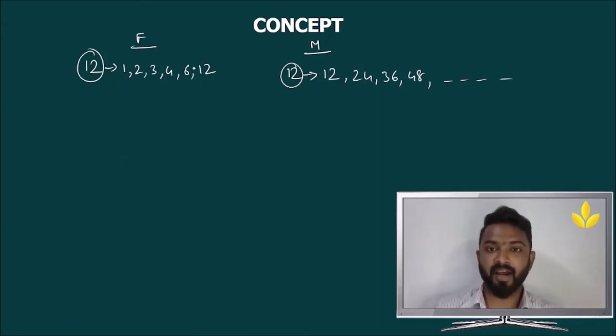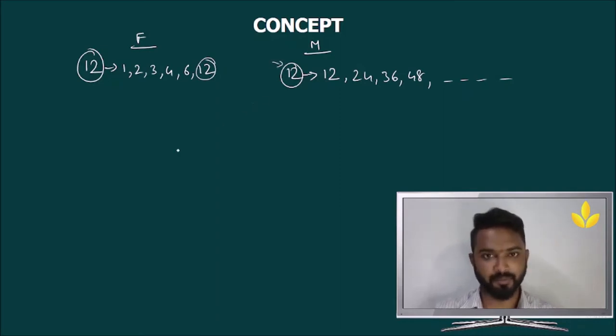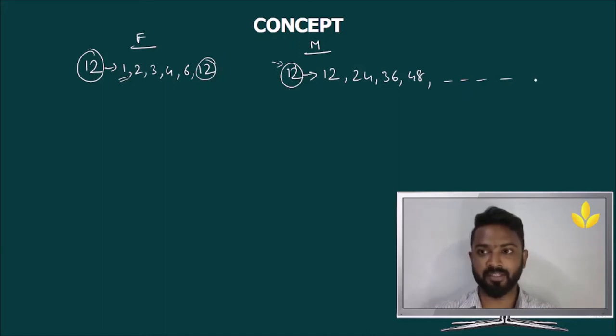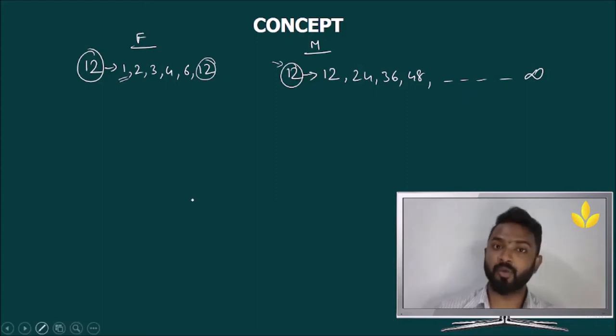The biggest factor is the number itself. The smallest multiple is the number itself, other than 0. The smallest factor of any number is 1. And the greatest multiple of any number is infinity. Alright, so let's get started with the questions now.